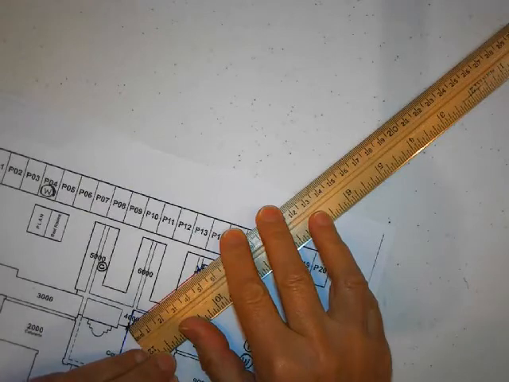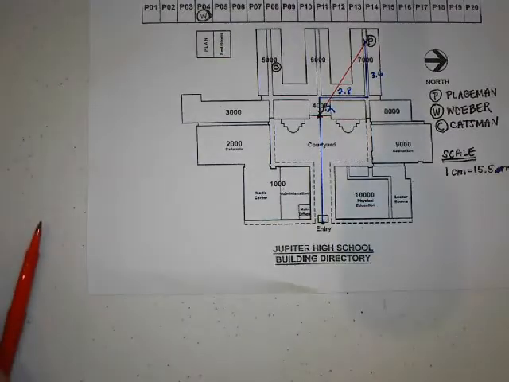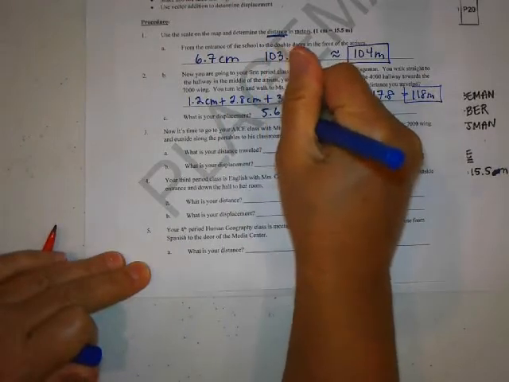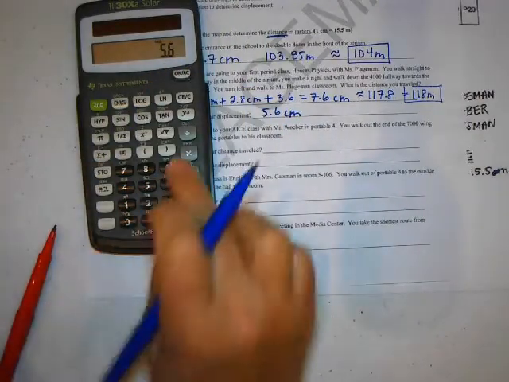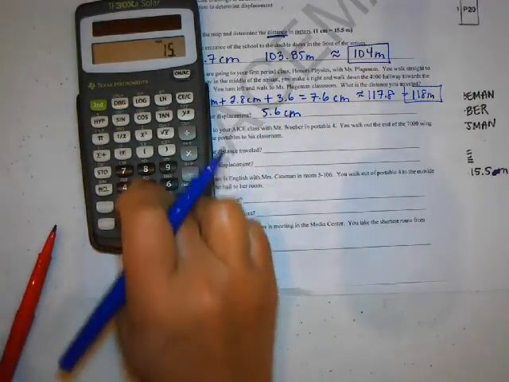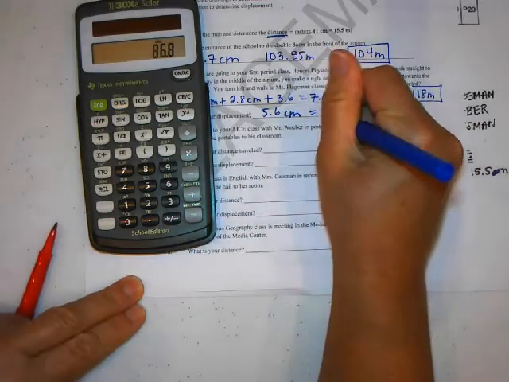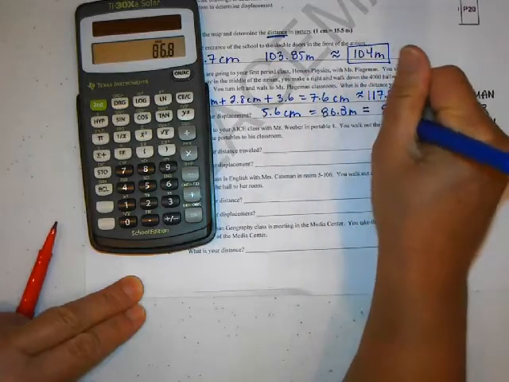And it looks about to be 5.6. So my displacement is about 5.6 centimeters, and now with my conversion, 5.6 times 15.5 comes out to be 86.8 meters, which we're going to just round to 85 meters.